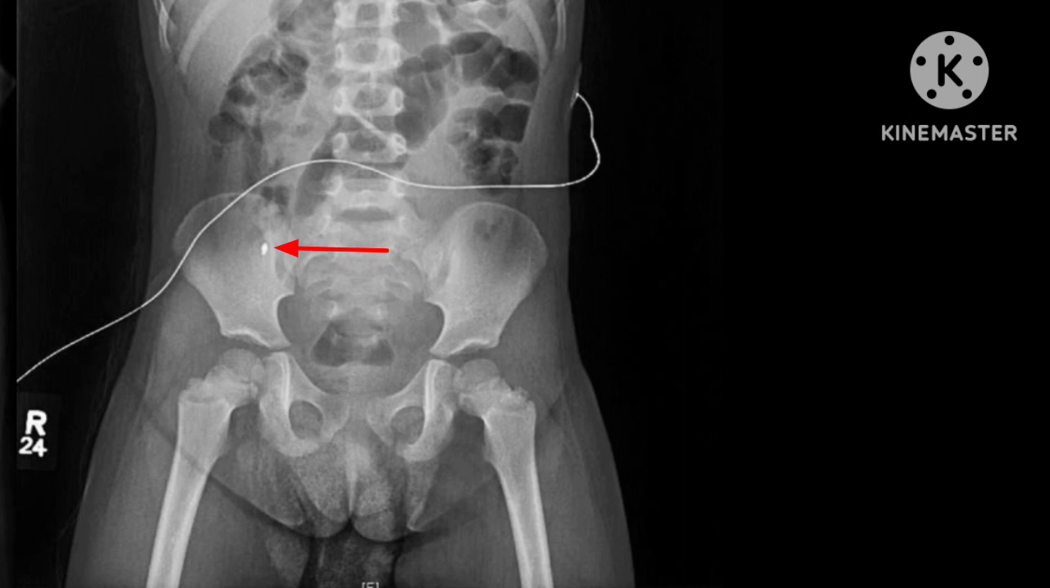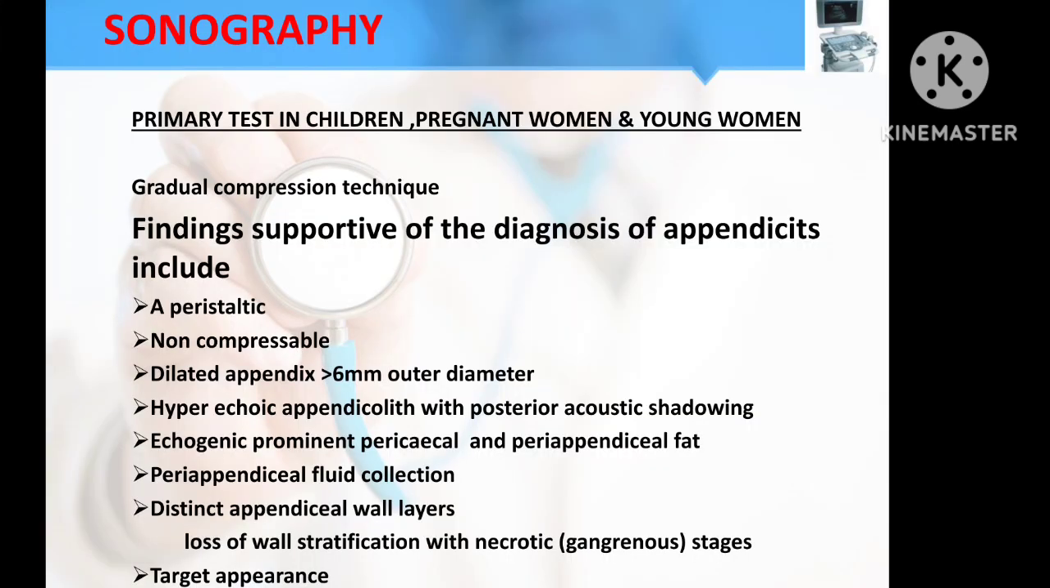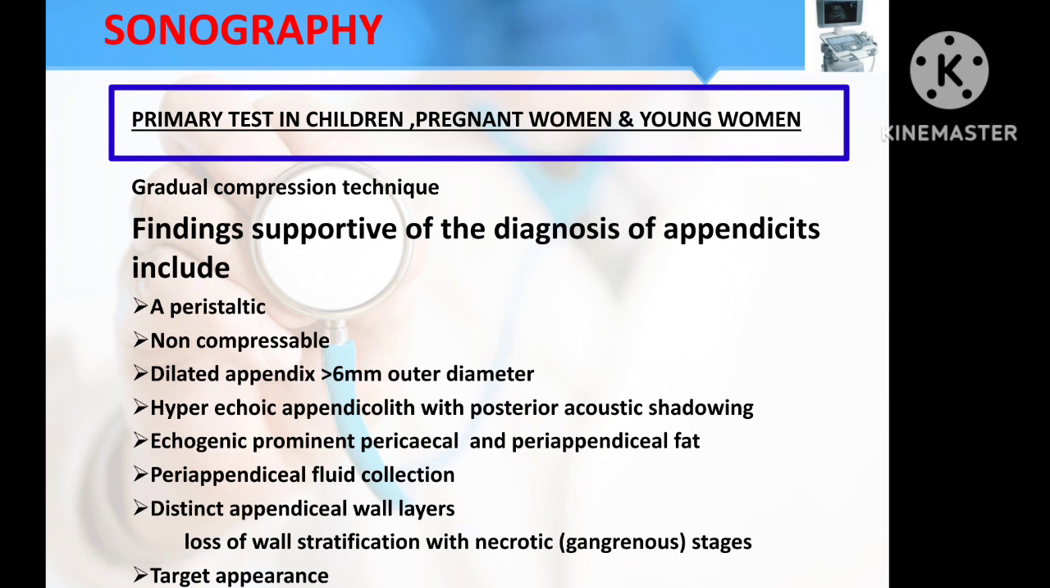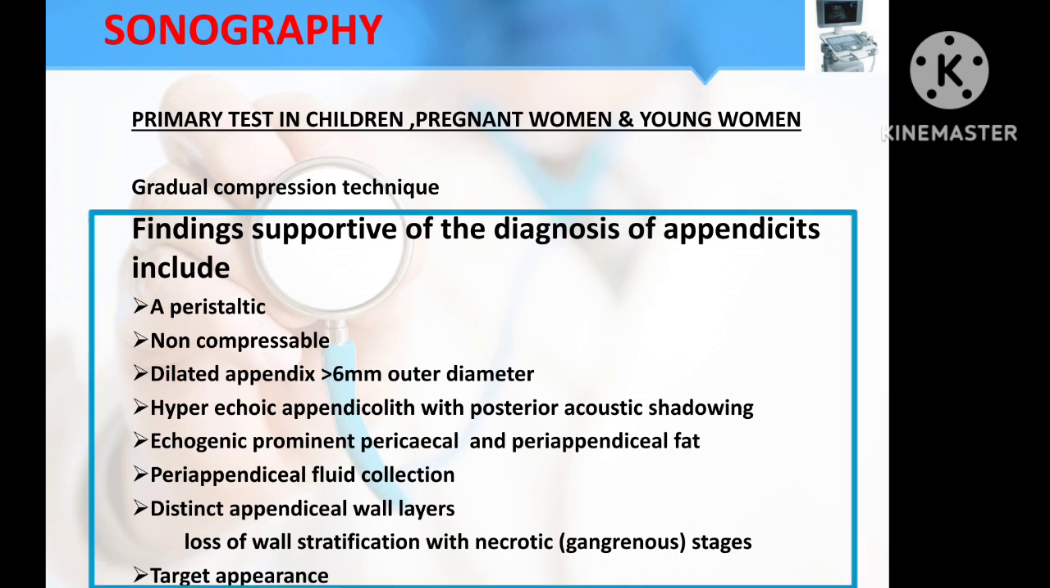The pain became localized and persistent to the right lower quadrant. Further, an ultrasound showed a foreign body pent up within the appendix. Ultrasonography is the primary test in children, pregnant women and young women. The findings on ultrasonography may be a non-peristaltic, non-compressible, dilated appendix greater than 6 mm in diameter, a hyperechoic appendicolith with posterior acoustic shadowing, echogenic pericecal and periappendiceal fat, periappendiceal fluid collection, and distinct appendiceal walls with a target appearance.